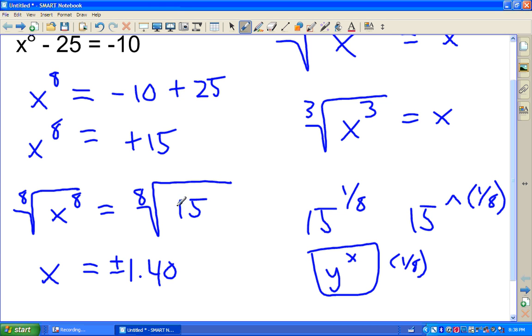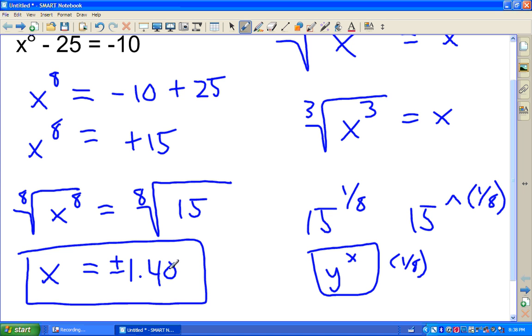Whenever you take the square root of something, you got to go plus or minus. Okay, if it's the cube root, you don't have to, because that will actually come out as positive or negative, whatever the sign underneath is. We can talk more about that later, but your answers to this one are plus or minus 1.4. Okay, hope that helps there.